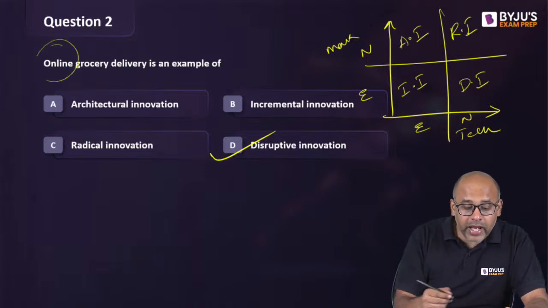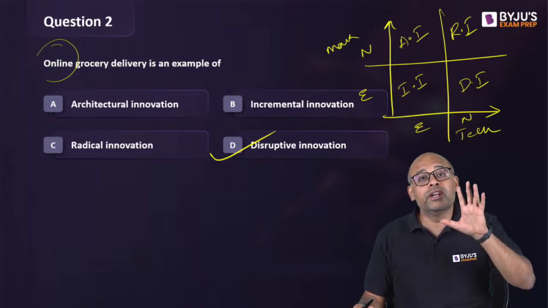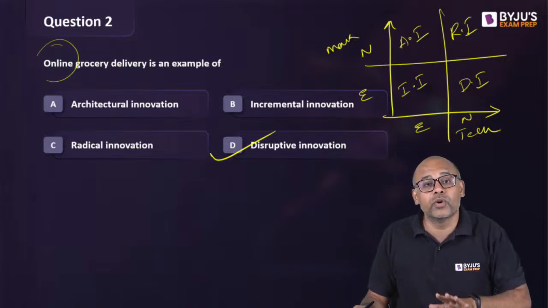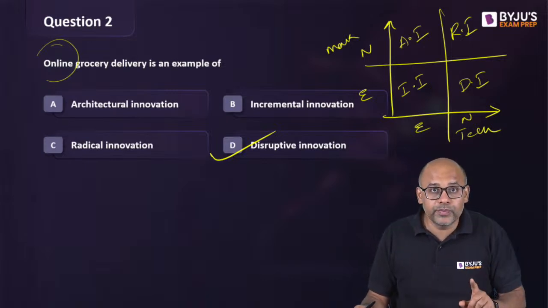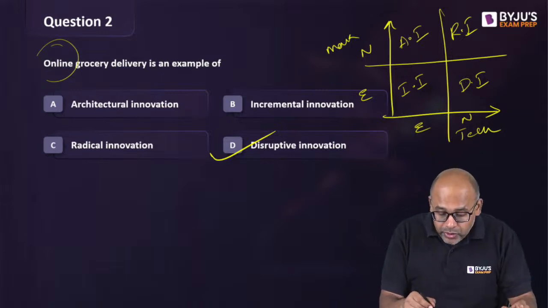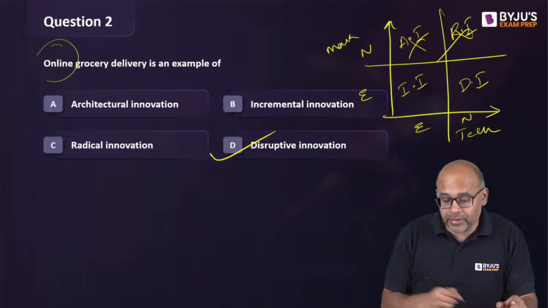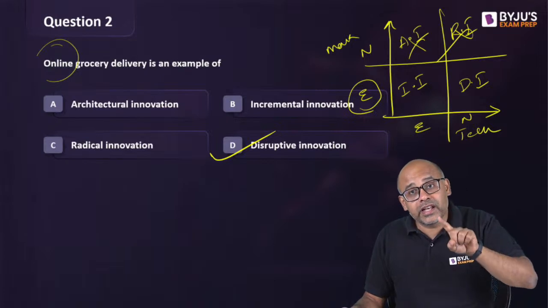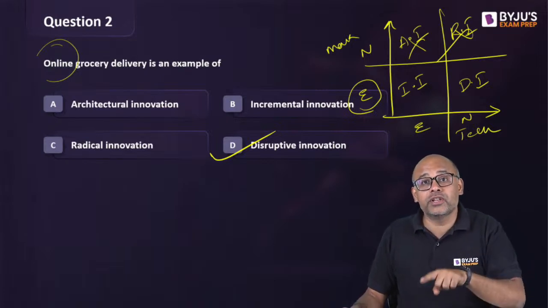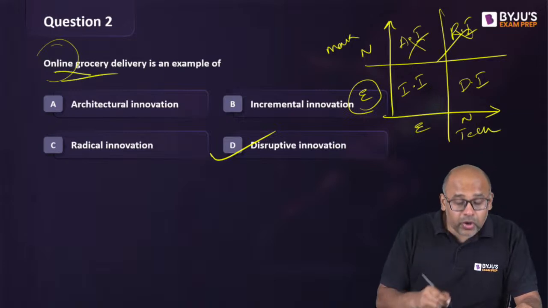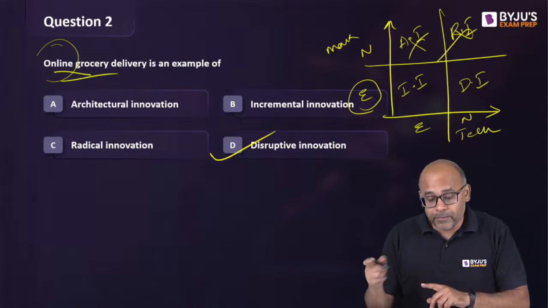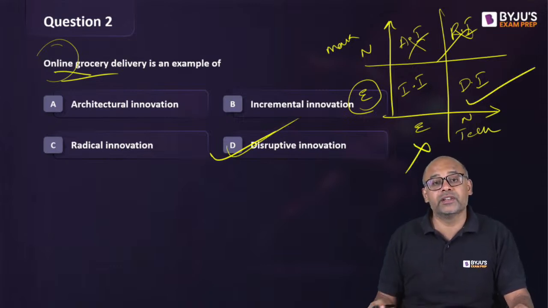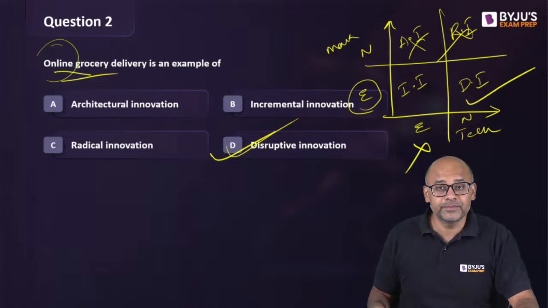Now look at it. Online grocery delivery. First of all, did the grocery market exist? People who want to go to a grocery store, purchase and go back, that existed, right? So the market is not new. If the market is not new, this and this are wrong, because the market is existing. So in existing markets, there are two possibilities. Is the technology existing or is the technology new? If you notice, online grocery delivery technology was not there. So that is not an existing technology, that is a new technology. So this is gone. So this is correct. So disruptive innovation. Right? I hope this is clear.